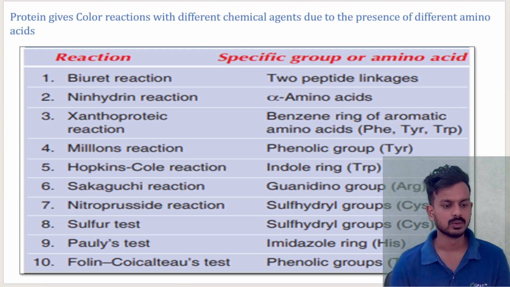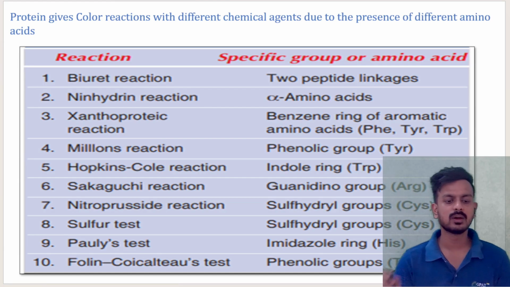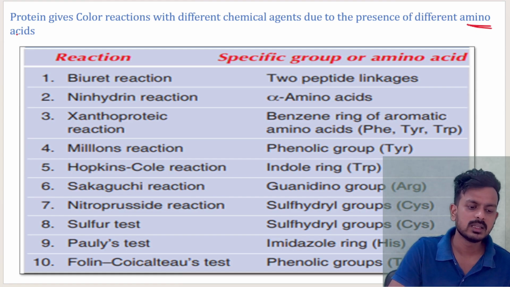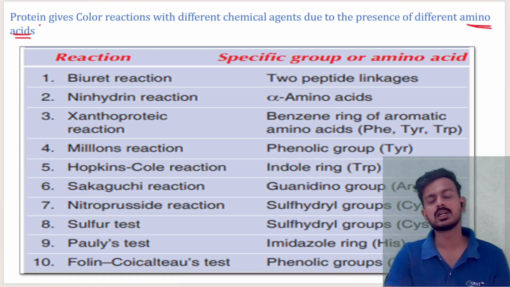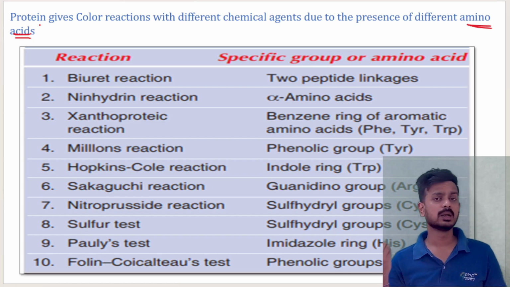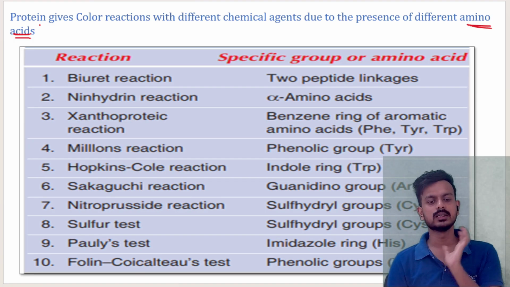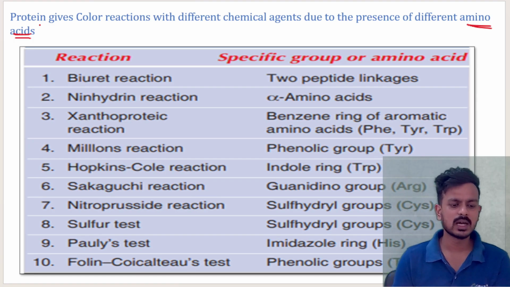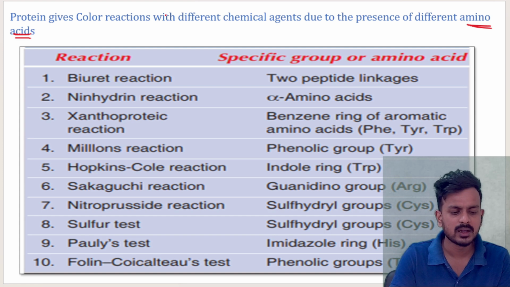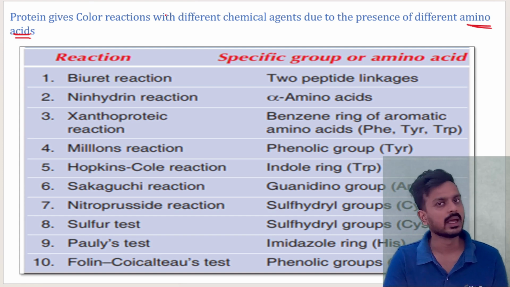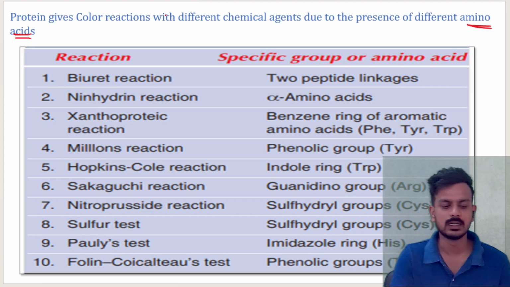Let's start. These proteins give color reactions against different chemical agents due to the presence of amino acids. So ultimately, this is an identification test for the protein, because proteins are made from amino acids. If we detect a particular amino acid, we can say this protein contains this type of amino acid. So these are the list of tests where we can identify different types of amino acids. This is a table. We will discuss each and every test in detail.